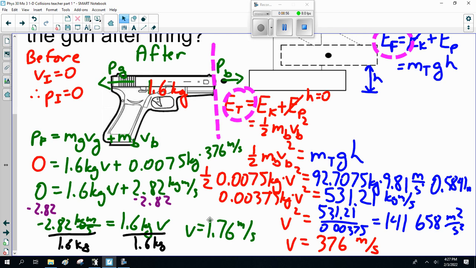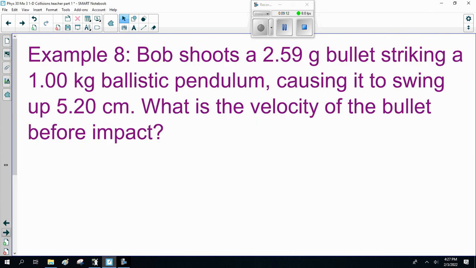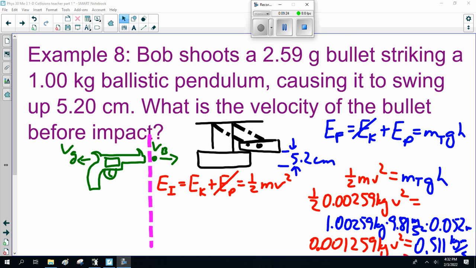So, there is one more example question, but it's just like this, I just changed the numbers. I'm not going to bother doing it. Actually, I will do it. I'm going to pause the recording. If you want to do it and compare answers, great. If not, go do the homework. All right? So, this is just the velocity of the bullet before impact. I'll do it anyway. Okay, ladies and gentlemen. Bob shoots a 2.59 gram bullet striking a 1 kilogram ballistic pendulum, causing it to swing up 5.2 centimeters. What is the velocity of the bullet before the impact?